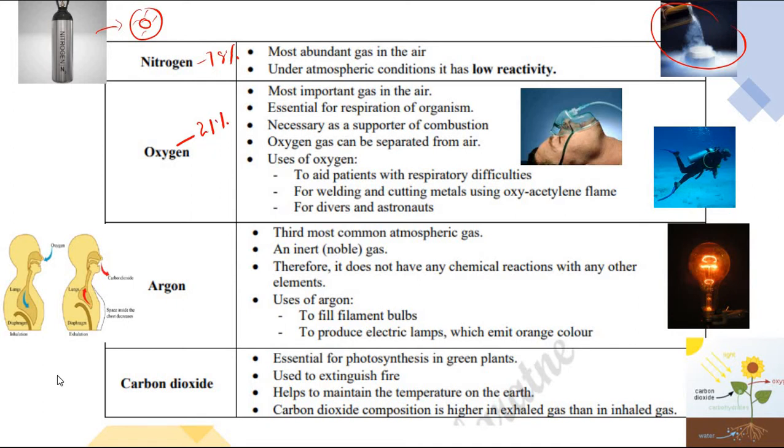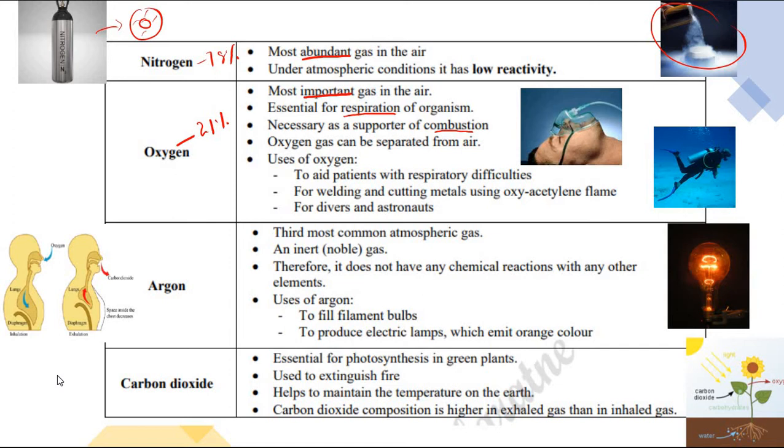Moving on to oxygen, we must understand that oxygen is the most important gas in air. Nitrogen is the most abundant, oxygen is the most important. Why do we say oxygen is so important? The main reason is because we need oxygen to breathe, because it is important for respiration of organisms. Besides that, we need oxygen to burn things. We need it as a support for combustion. And we can also separate oxygen from air.